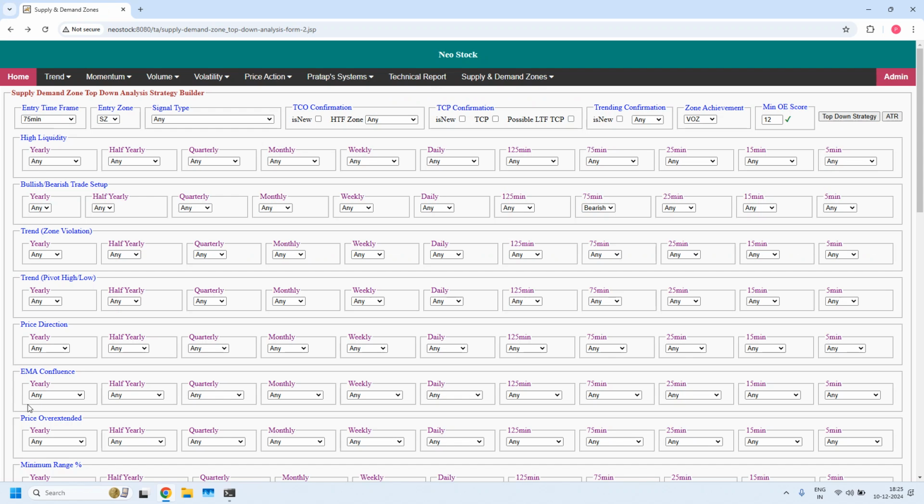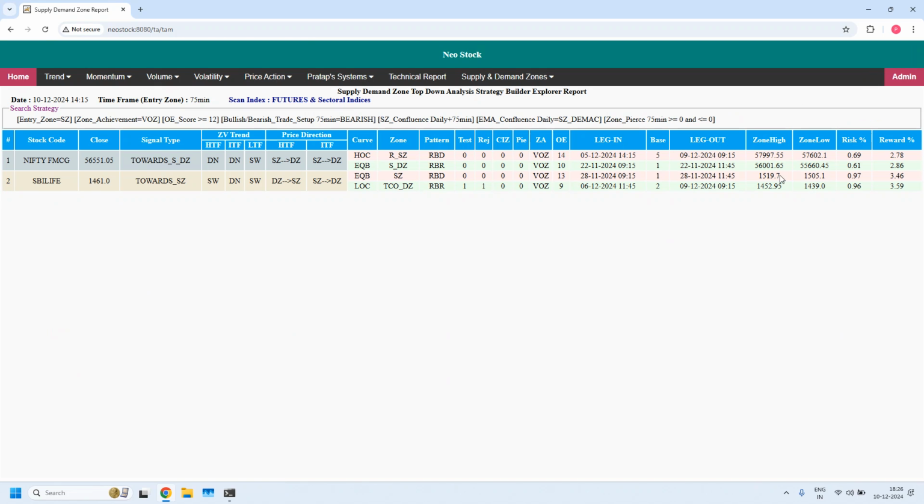Daily EMA confluence we need to look for. So in the EMA confluence, at a daily time frame, because the 75 minute supply zone is part of the daily supply zone. That's why daily supply zone having daily EMA confluence, the filter is enabled. With this filter we got two stocks. So these two are even more high probability trade setup supported stocks.